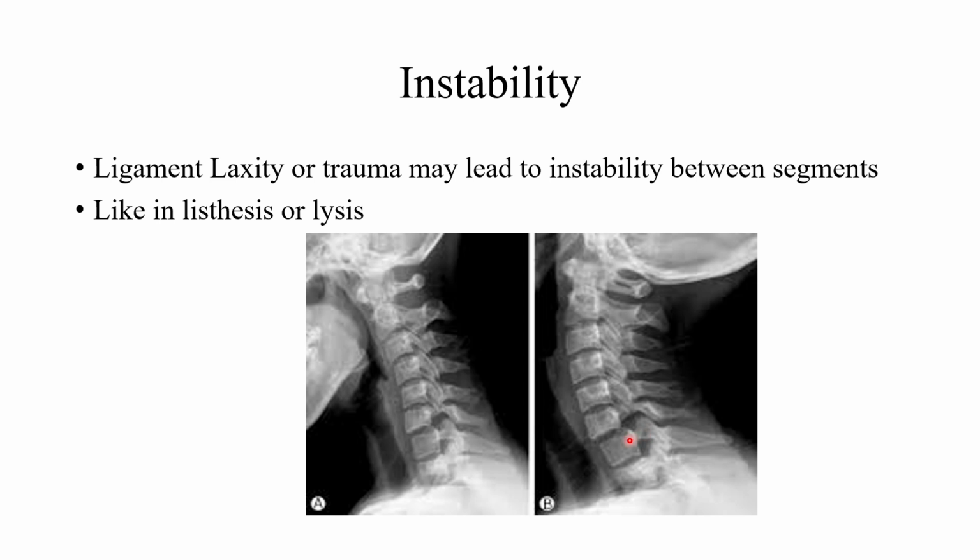Whereas if the entire segment or the vertebrae shifting, then it is lysis. So we need to understand that instability can also alter the kinematics because the appropriate glide and roll may not occur like it occurs normally.